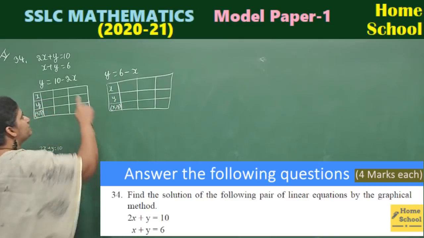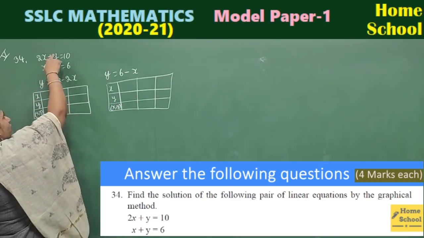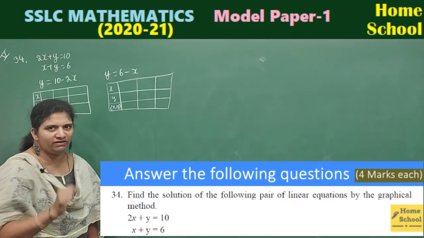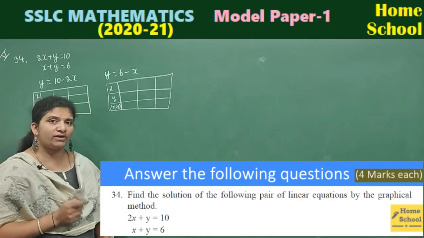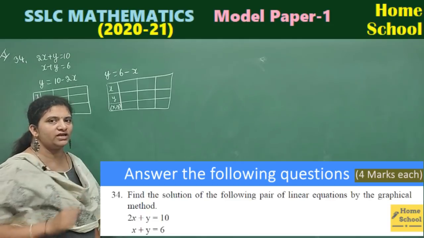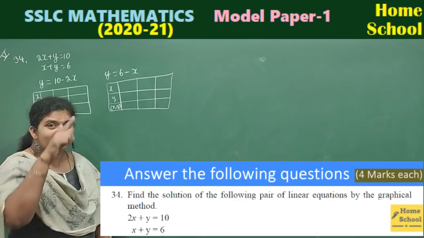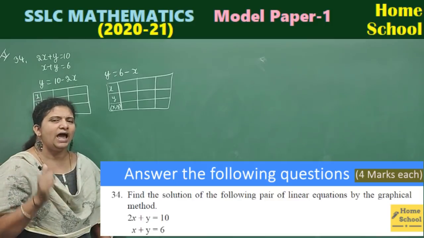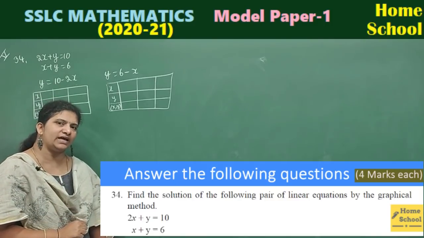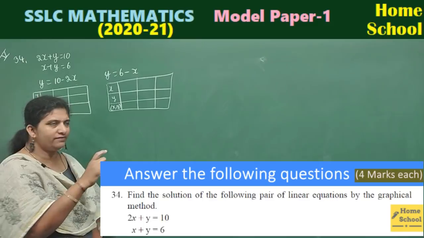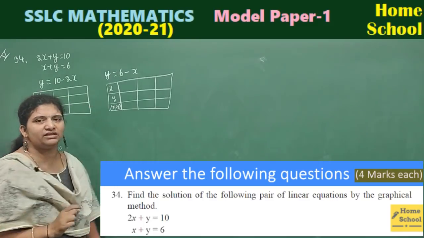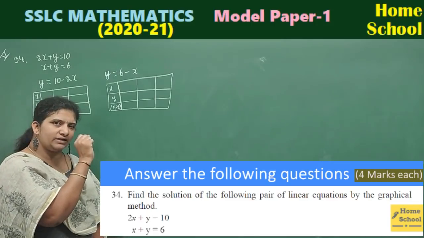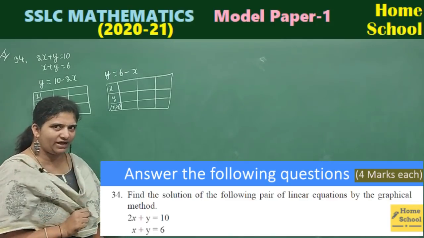So observe these ratios 2 by 1, 1 by 1, where a1 by a2 is not equal to b1 by b2. So immediately you can see that the pair of linear equations will be intersecting. How will the graph be? It will be intersecting. At which point will it intersect? You need to draw the graph. You can take any number in this table, but make sure that if it is intersecting, that coordinate should be there on the graph.